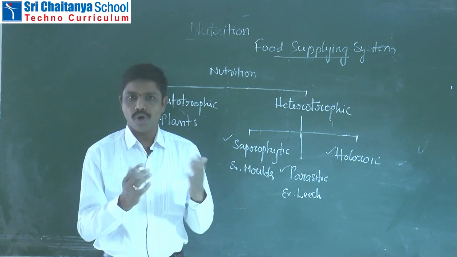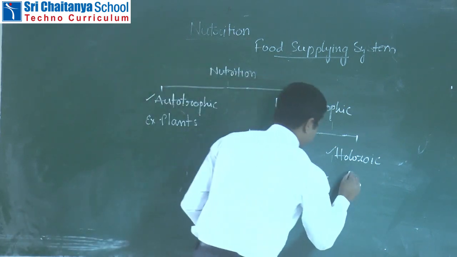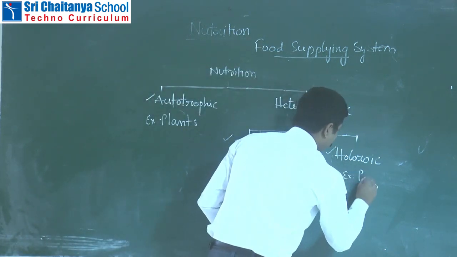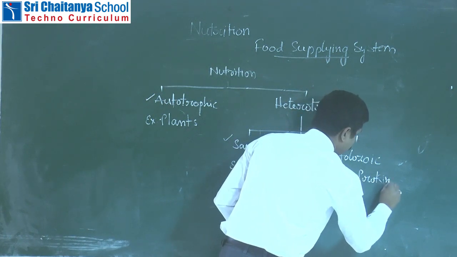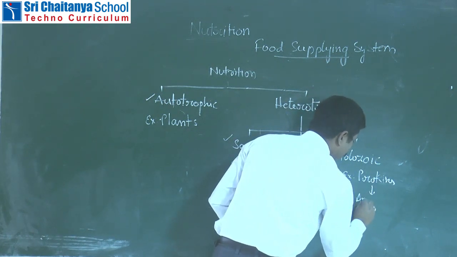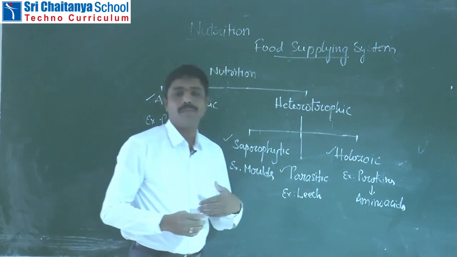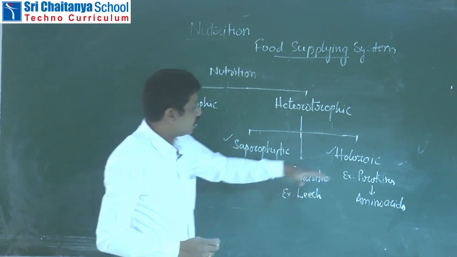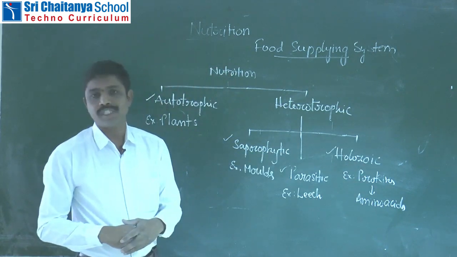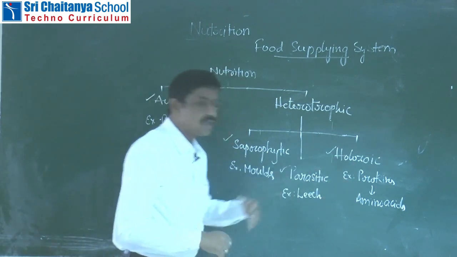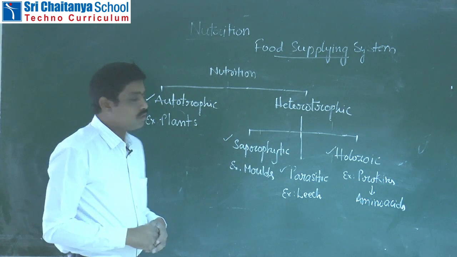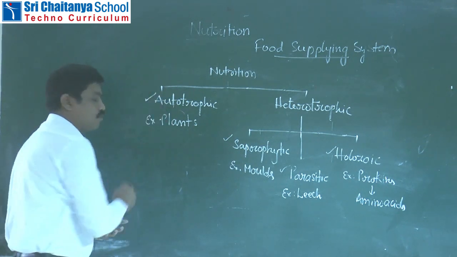For example, proteins are converted into amino acids. That is inside the body. Inside the body, the complex food is converted into simple substances. That is holozoic nutrition. So children, first let us see the autotroph.